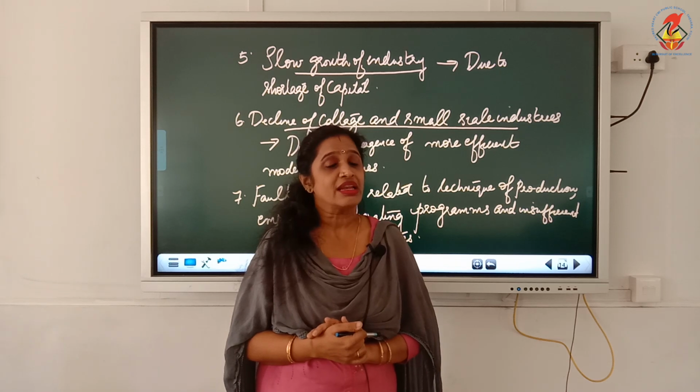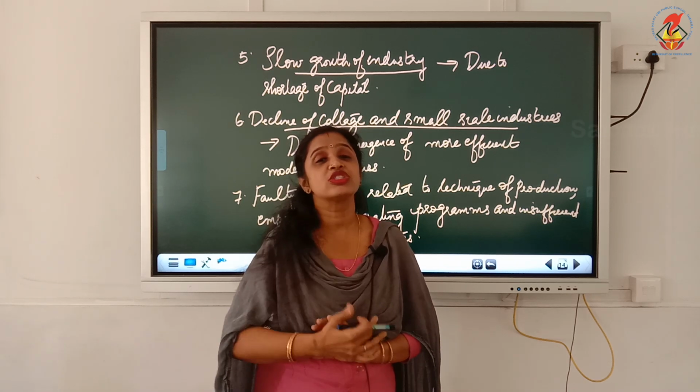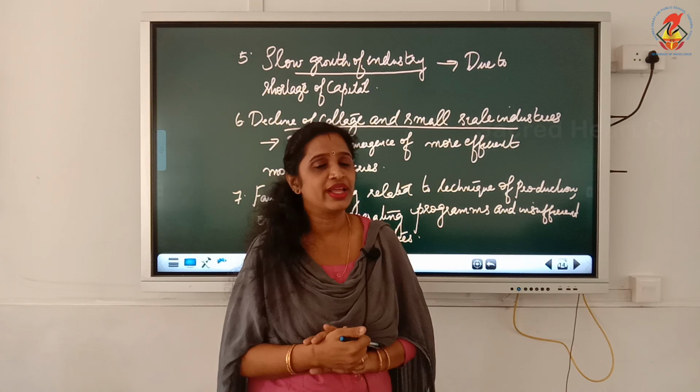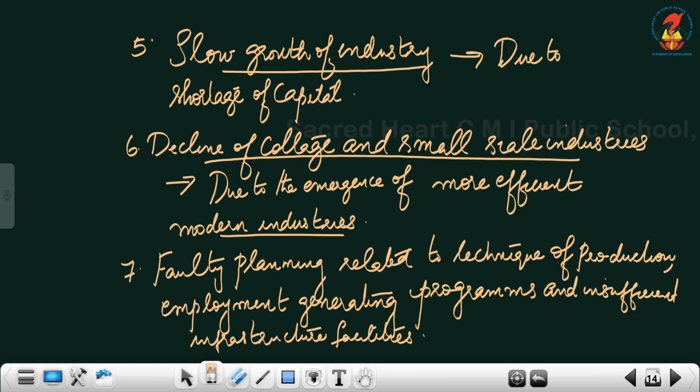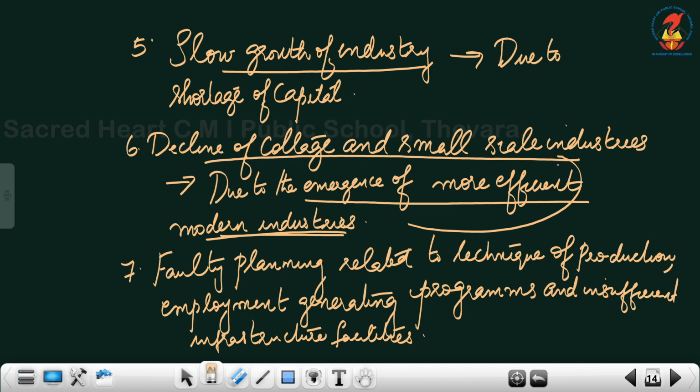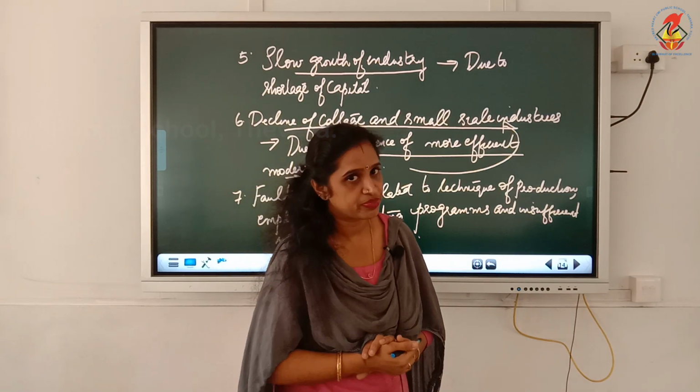So this can eliminate the problem of unemployment. But nowadays, more importance is given to the modern industries because of the emergence of more efficient and modern industries. The small scale and the cottage industries are not given much importance.